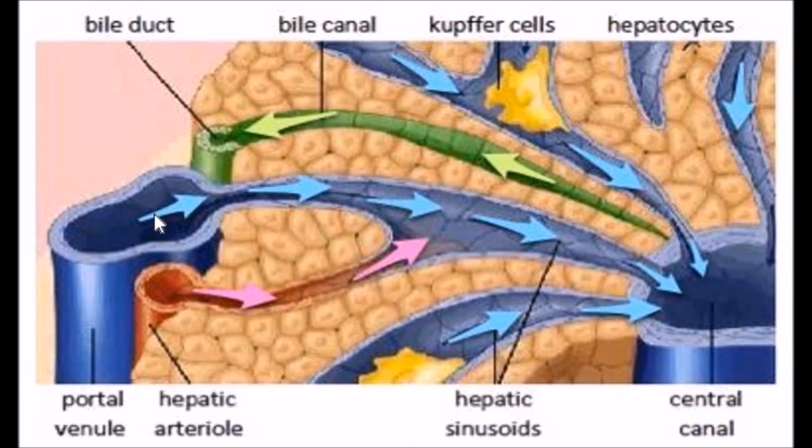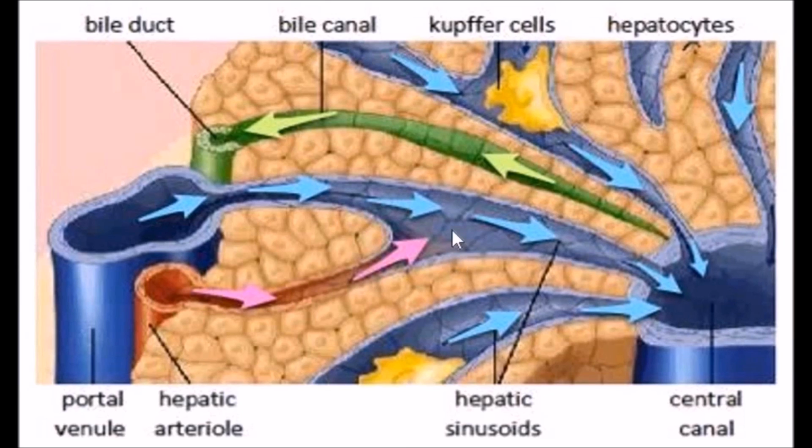The portal vein in the liver divides into small branches called portal venules, and this portal venule then further divides into sinusoids. The blood thus flows from the portal vein through the sinusoids, and from the sinusoids the blood goes to the central vein.